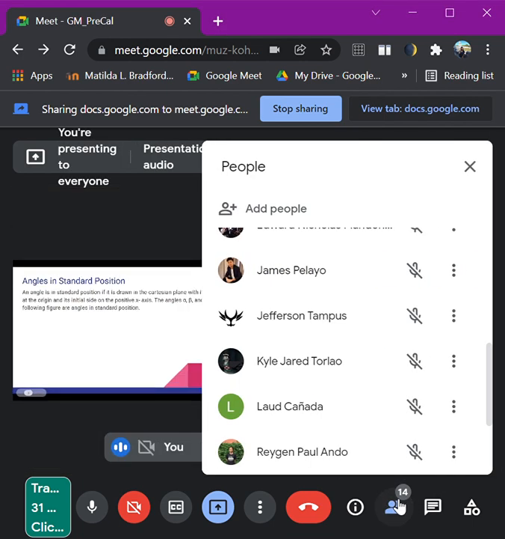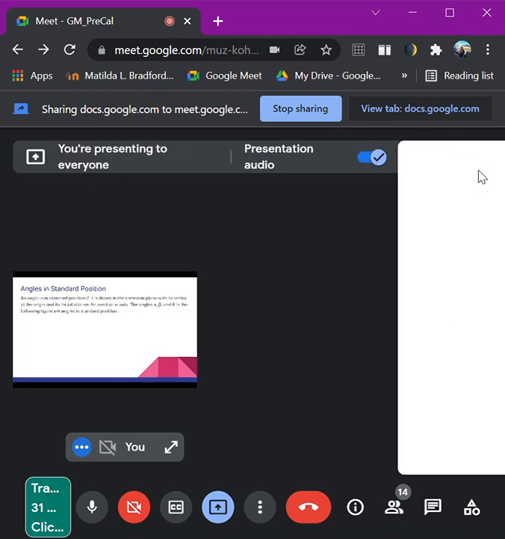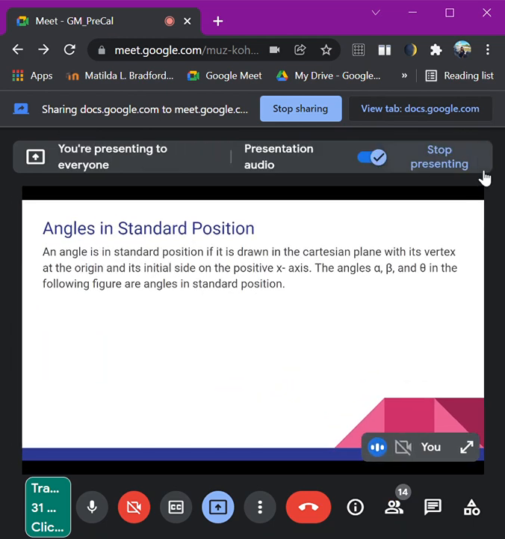So can you please read angles in standard position. An angle is in standard position if it is drawn in the Cartesian plane with its vertex at the origin and its initial side on the positive x-axis. The angles alpha, beta, and theta.